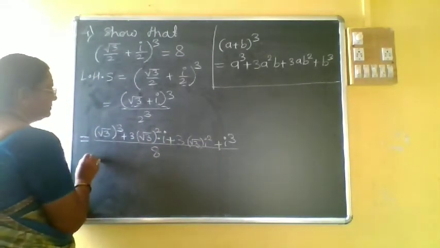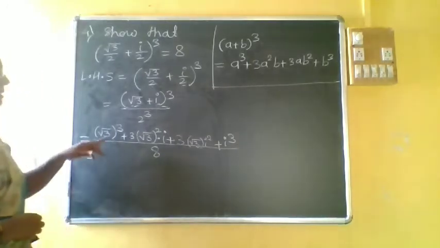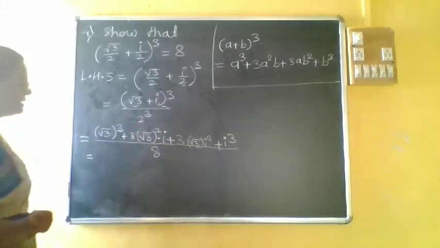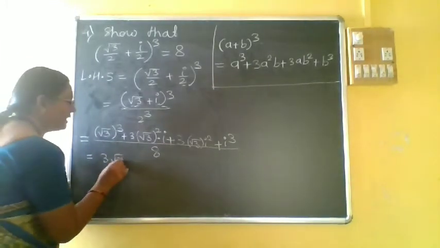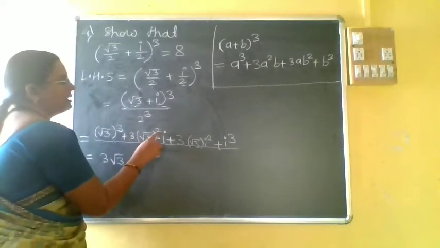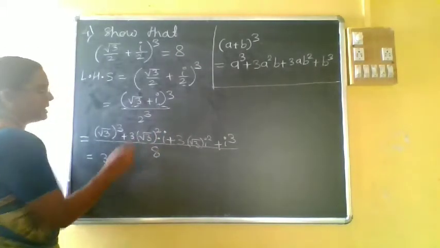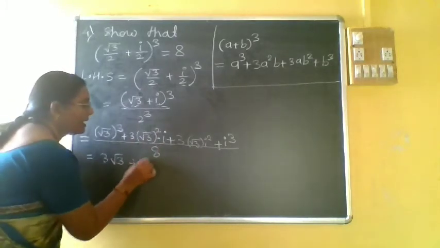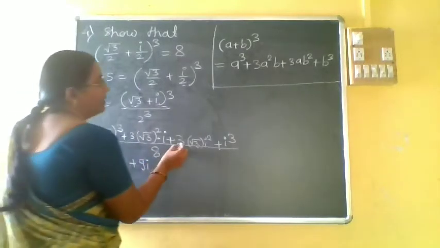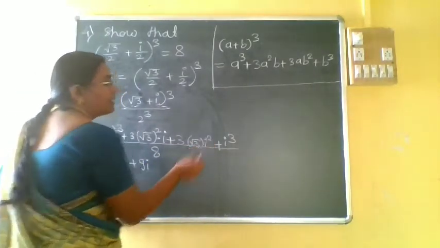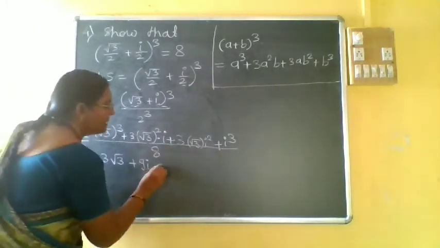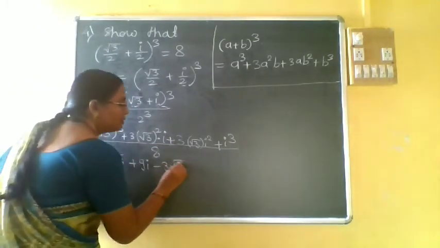This becomes equal to root 3 cube, which means multiplying root 3 three times, so it becomes 3 into root 3. Then 3 into root 3 square, root 3 square means 3, so 3 into 3 becomes plus 9i. We have to simplify this. Then 3 into root 3 into i square. What is the value of i square? It is minus 1. So minus and this 1 plus becomes minus of 3 into root 3.